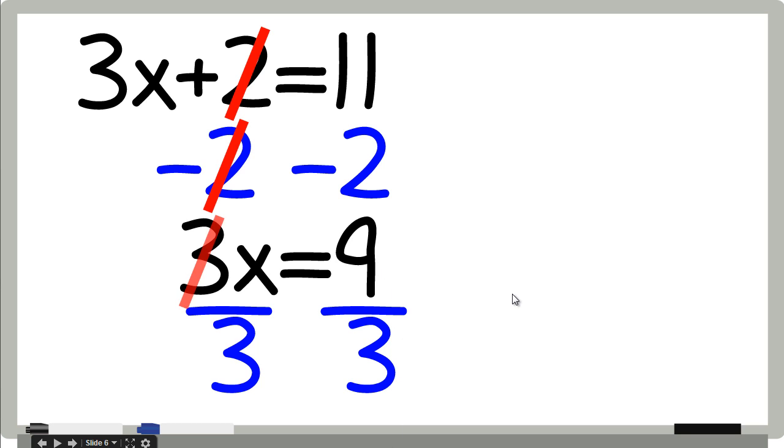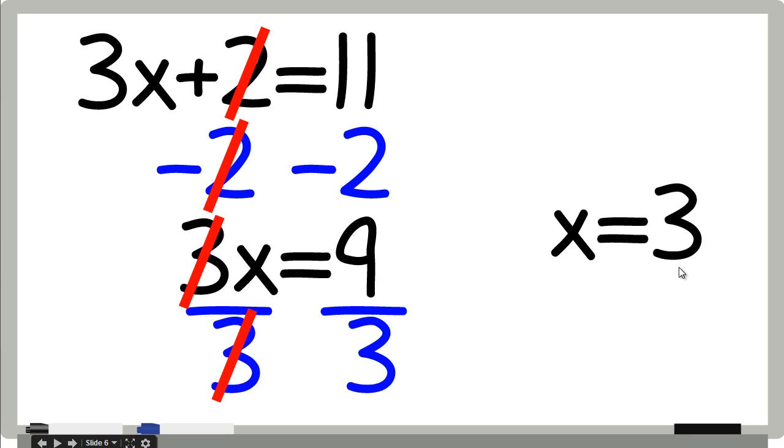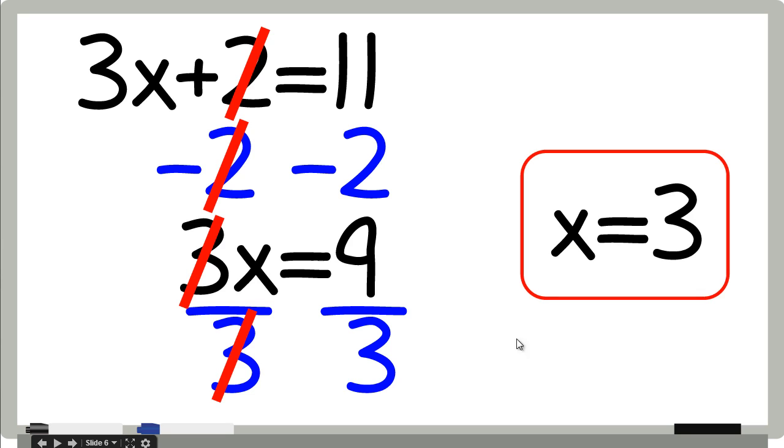Well, 3 divided by 3 cancels out or becomes 1, and 1x is just x. And then on the other side, 9 divided by 3 is going to become 3. And hey, we've done it. We've gotten the x by itself. We removed the plus 2. We removed the 3 times x. So now x is alone, and it equals 3. We've got our answer. We have solved the equation and figured out what the value of x should be.